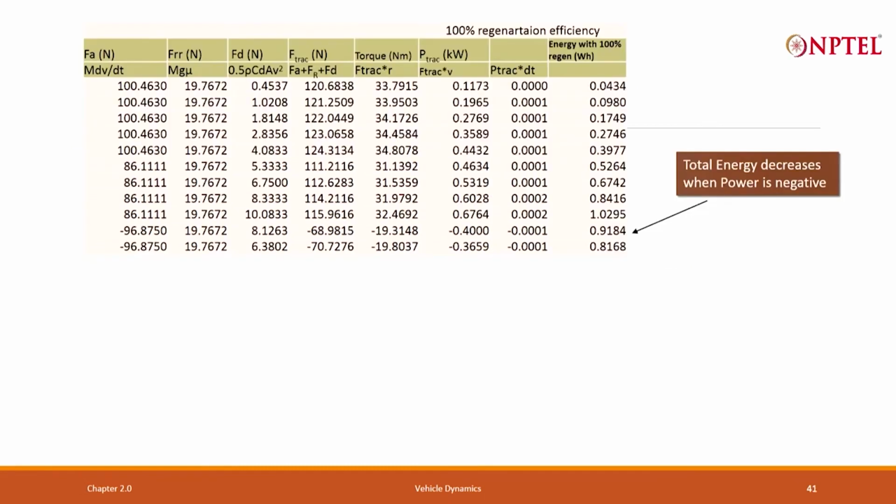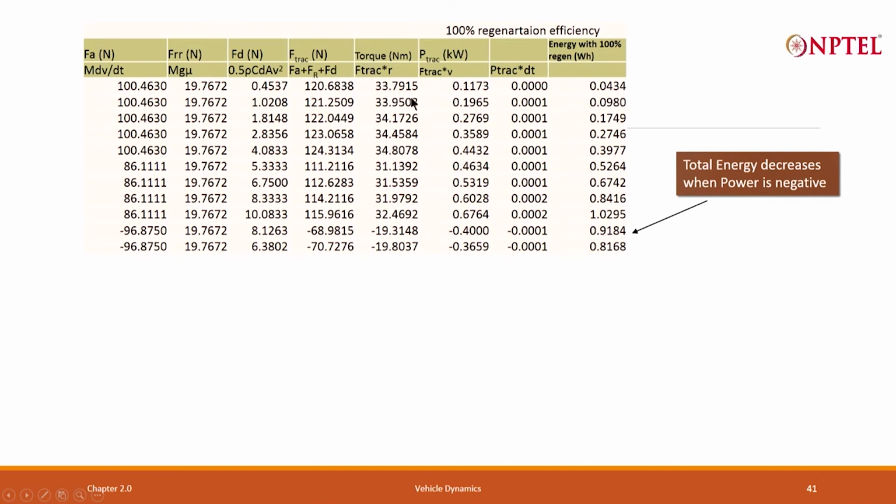Once I have computed the acceleration, I can now compute the acceleration force, m dv by dt, and rolling resistance for every line, every row. I can calculate the drag, I can calculate the traction force. Therefore, traction force is total acceleration force plus rolling resistance plus drag, very easily doable in a spreadsheet.